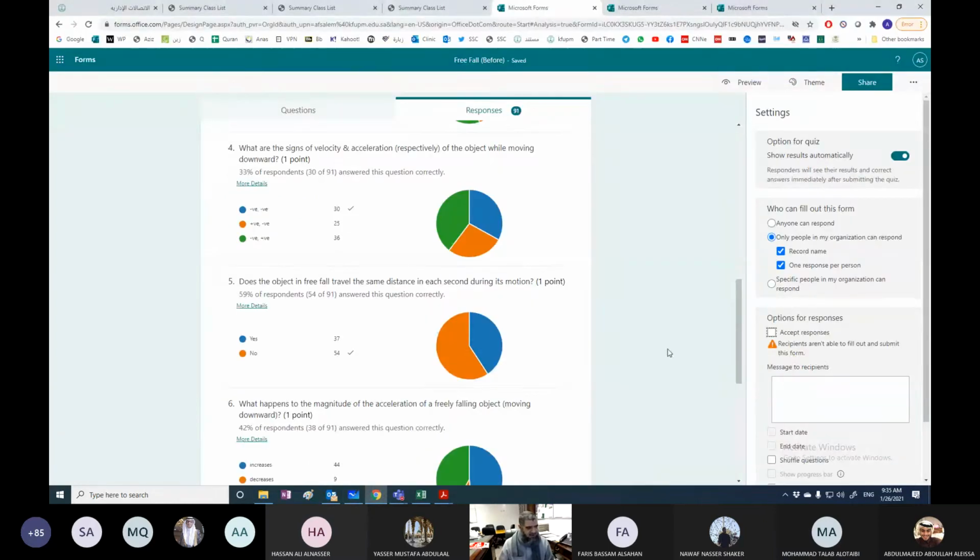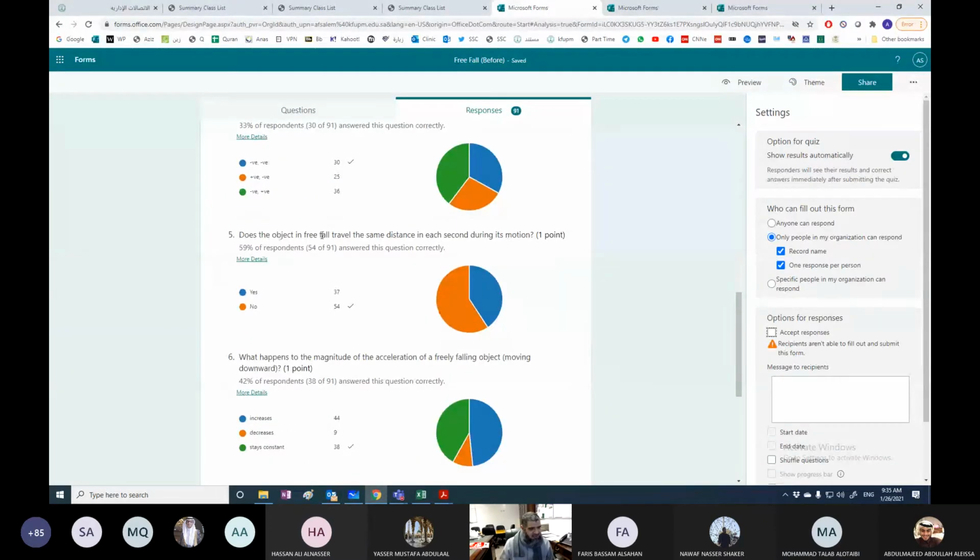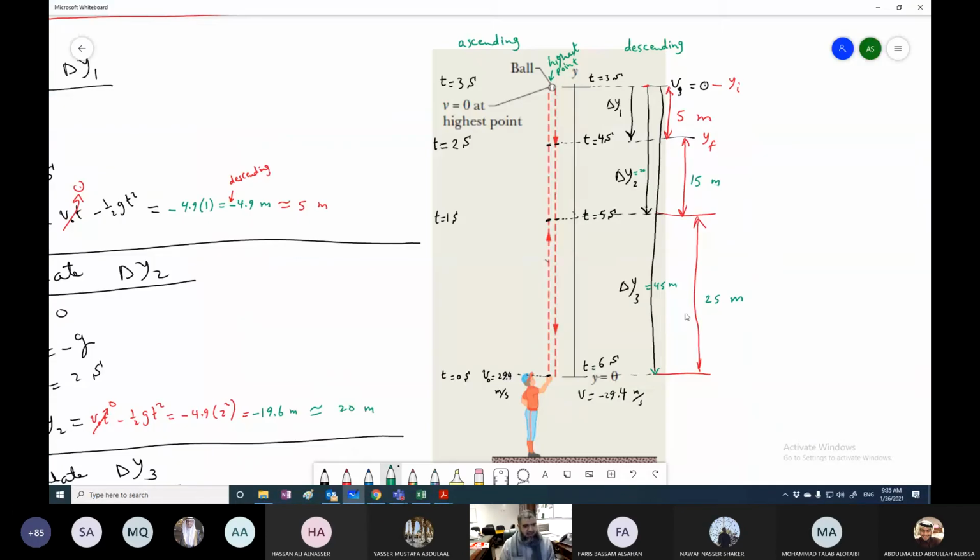I hope the guys, we will repeat the quiz after a while. Does the object in free fall travel the same distance in each second during its motion? No. Those who said yes, may God guide them. I hope they are convinced now. The object doesn't travel the same distance in every second. But why, guys? Can you explain why this is happening?